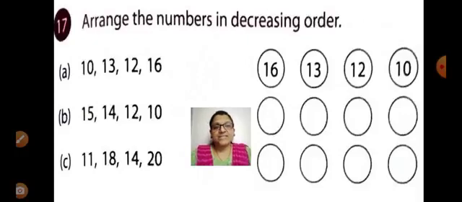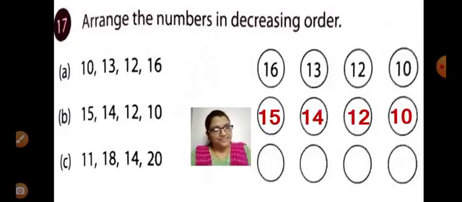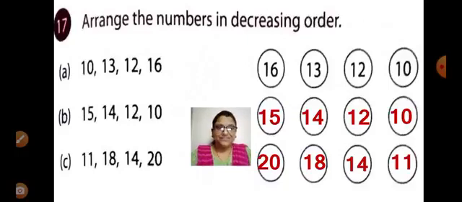Example B, numbers are 15, 14, 12 and 10. So let us start from the biggest number, which is 15 and 14, 12 and 10. Next example, 11, 18, 14 and 20. And we will arrange it in decreasing order as 20, 18, 14 and 11. Yes. Now remaining questions you will solve as homework. Let us move to the next question.